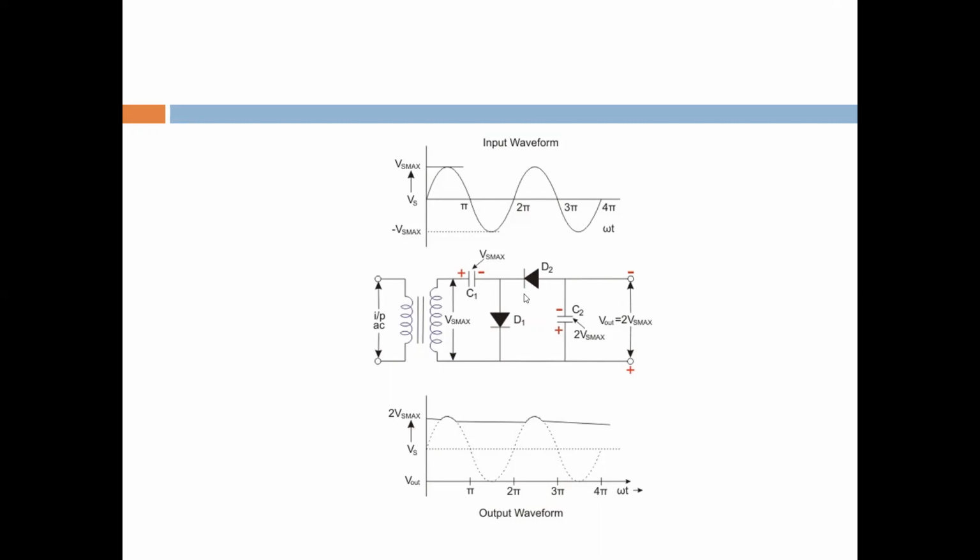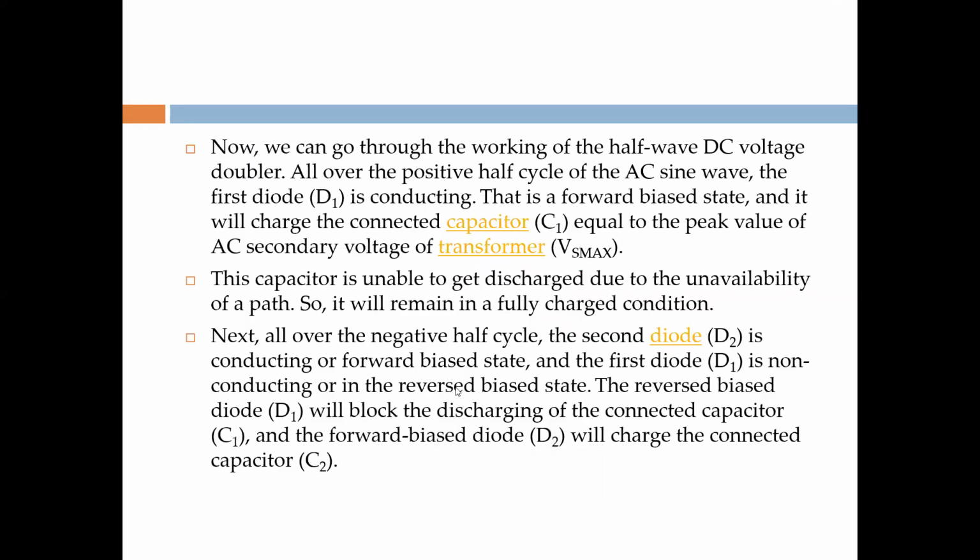So in this case, what happened? Due to this, C1 is charged to the maximum value, that is going to be 2Vs maximum. The supply which is charged up to 2Vs maximum. See here in the diagram also, we have seen that 2Vs maximum.